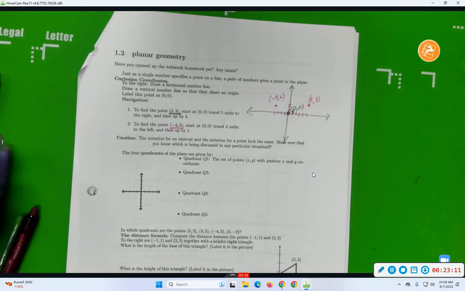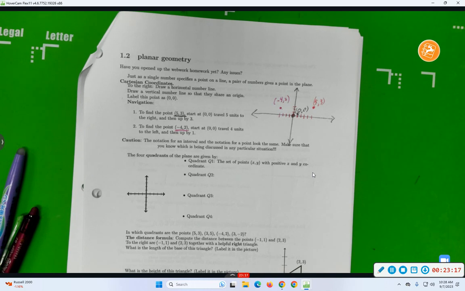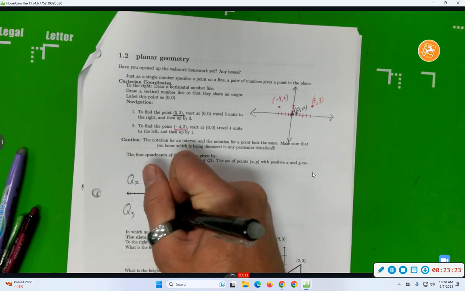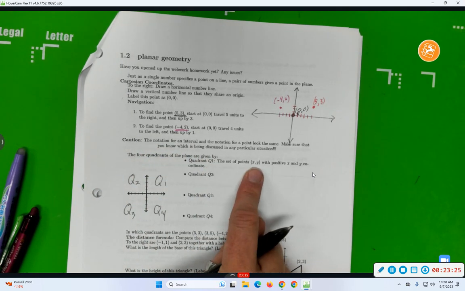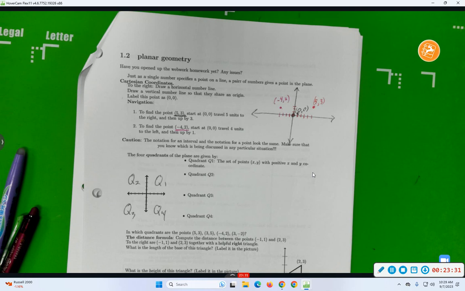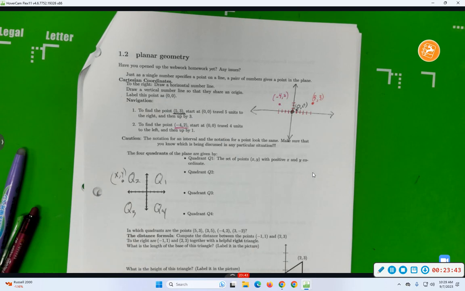There are notations you add to this. These two axes break the plane up into 4 pieces, and I'll label them. Quadrant 1 is the set of all points x, y where both the x value and y value are positive. So both of the coordinates are positive. And then I'll proceed counterclockwise. In quadrant 2, if I have a point x, y sitting there, what can you tell me about those x and y values? X is negative. What can you tell me about y? Y is positive.